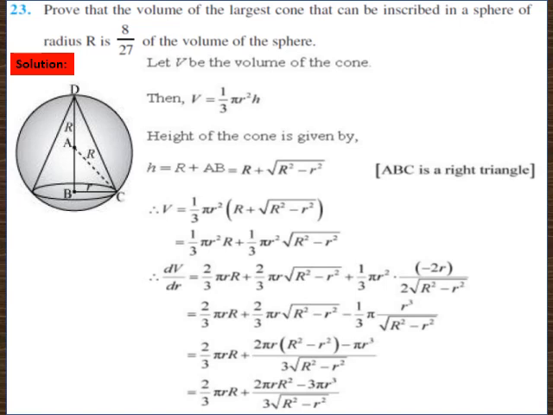So now since we have to find the maximum value, we need the derivative. So finding dV upon dr. Why have we differentiated with respect to small r? Because capital R is the fixed radius of the given sphere. So dV upon dr is 2 upon 3 pi r into R plus root of R square minus r square, plus 1/3 pi r square into minus r upon root of R square minus r square.